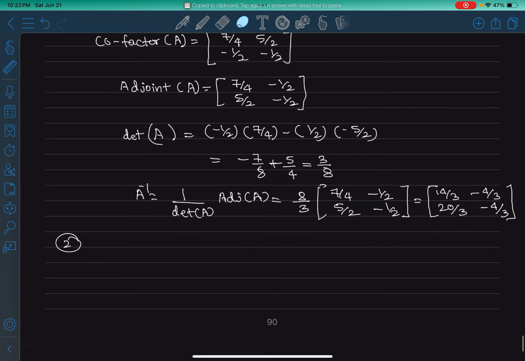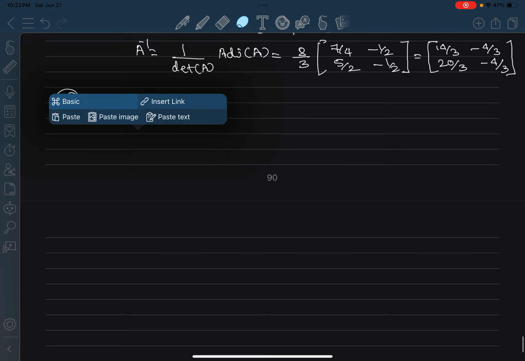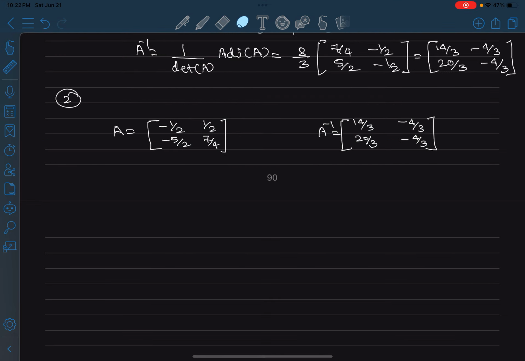Copy, and then paste over here. Okay, we first just write the matrix: minus 1 over 2, 1 over 2, minus 5 over 4, sorry, 7 over 4. And side by side, we write the unit matrix of the same order, right?